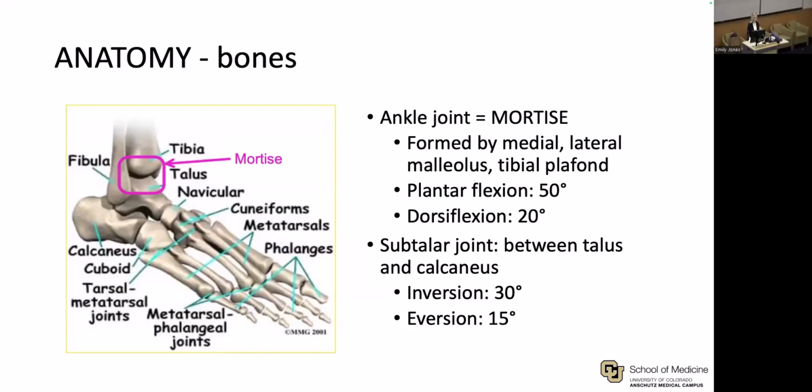Just below the mortise joint is the subtalar joint. So that is between the talus and the calcaneus right here. And that allows the ankle to invert and evert. And inversion is about 30 degrees, eversion about 15 degrees. Again, you're really comparing one side to another to see what's normal for that person.